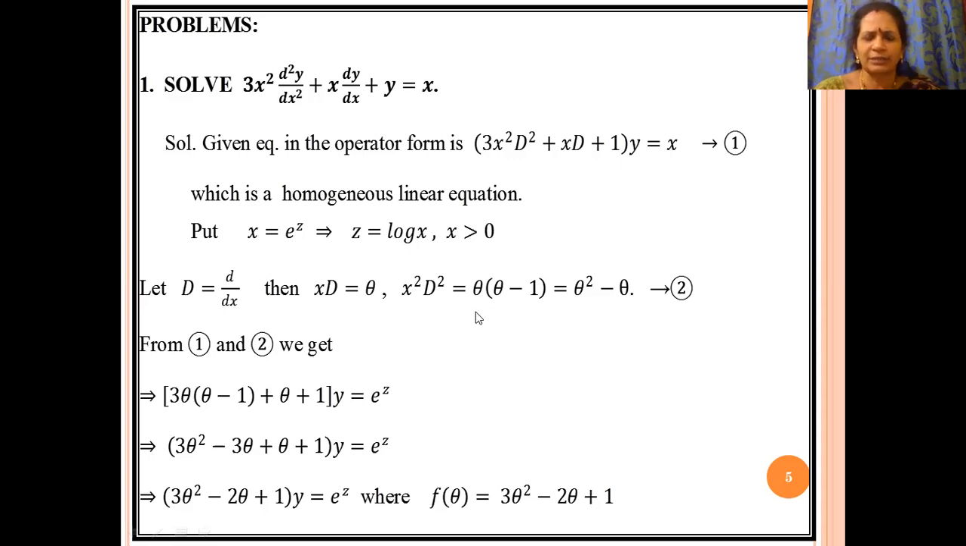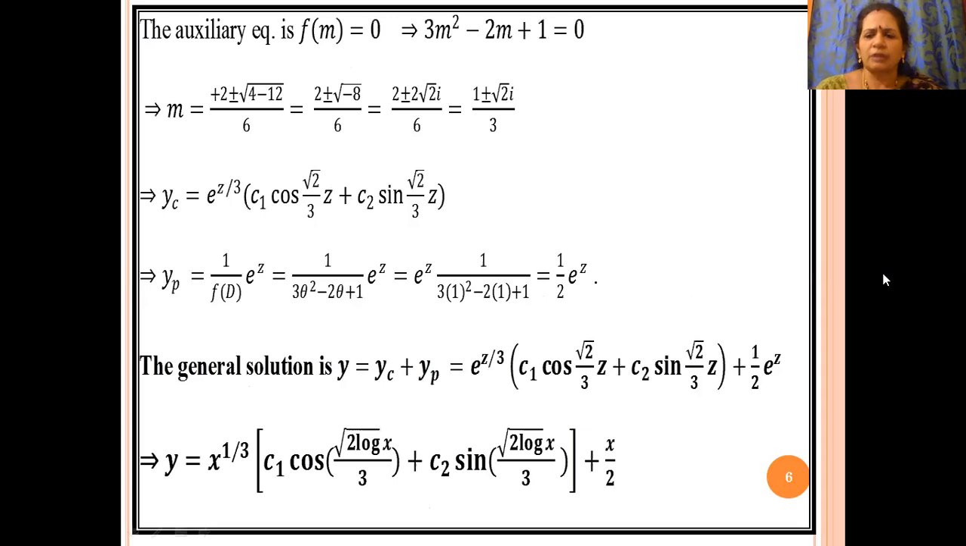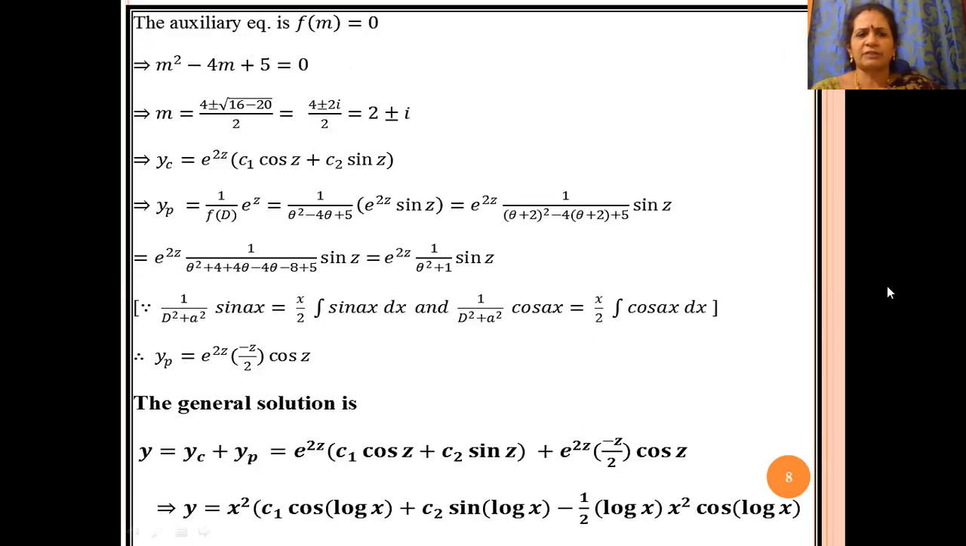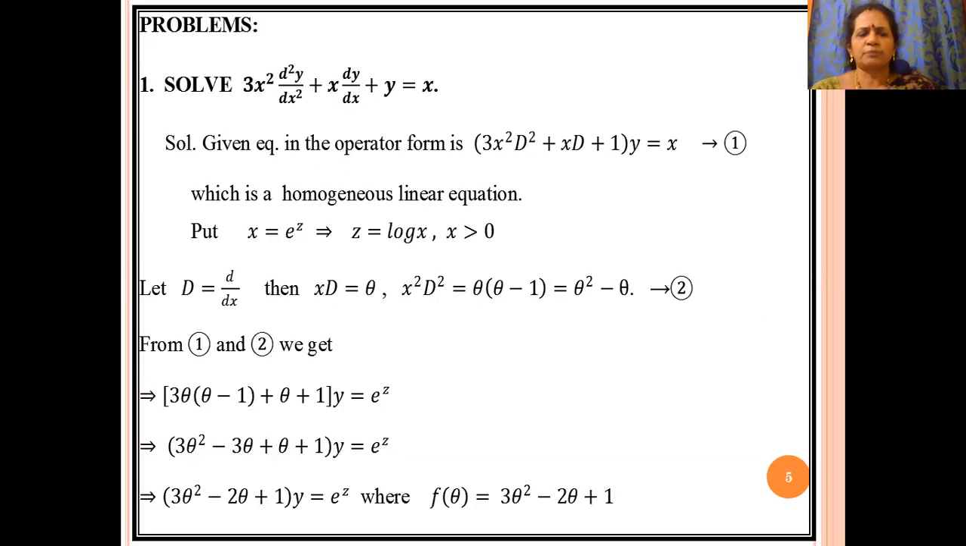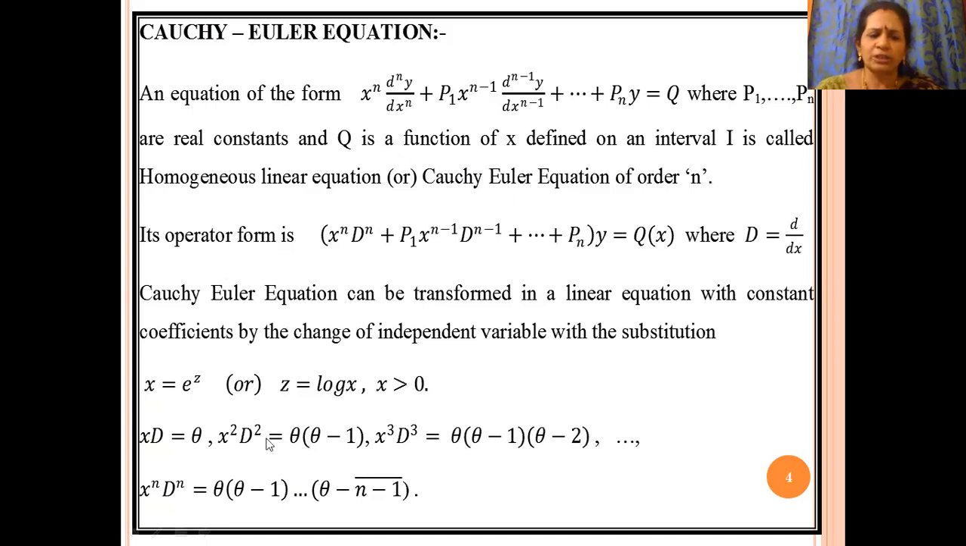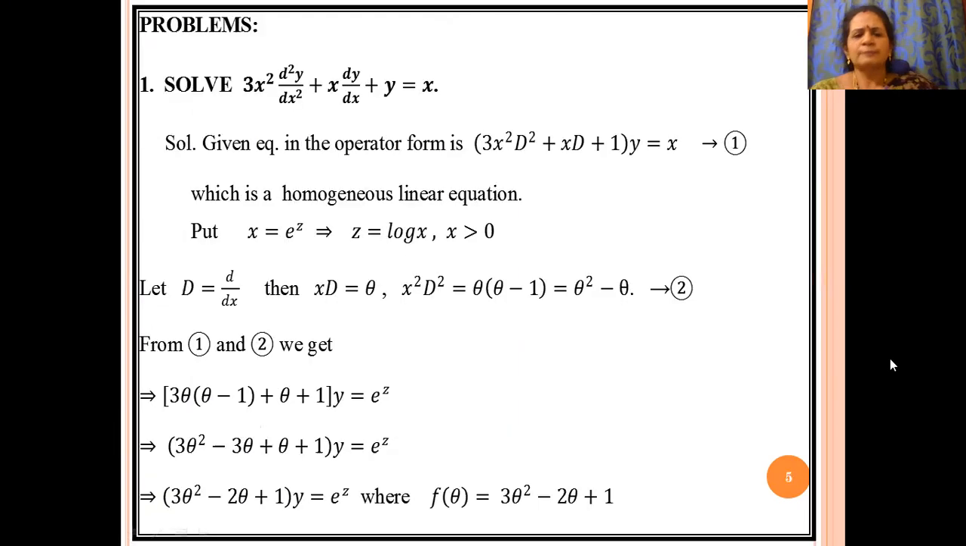See the previous slide once again. With the Cauchy-Euler equation, we took x equal to e^z and introduced the differential operator D. The value xD we have taken as theta, and x²D² is theta into theta minus 1. The same thing we are going to use in the problems also. So xD is equal to theta, and x²D² is equal to theta into theta minus 1, that is nothing but theta square minus theta.